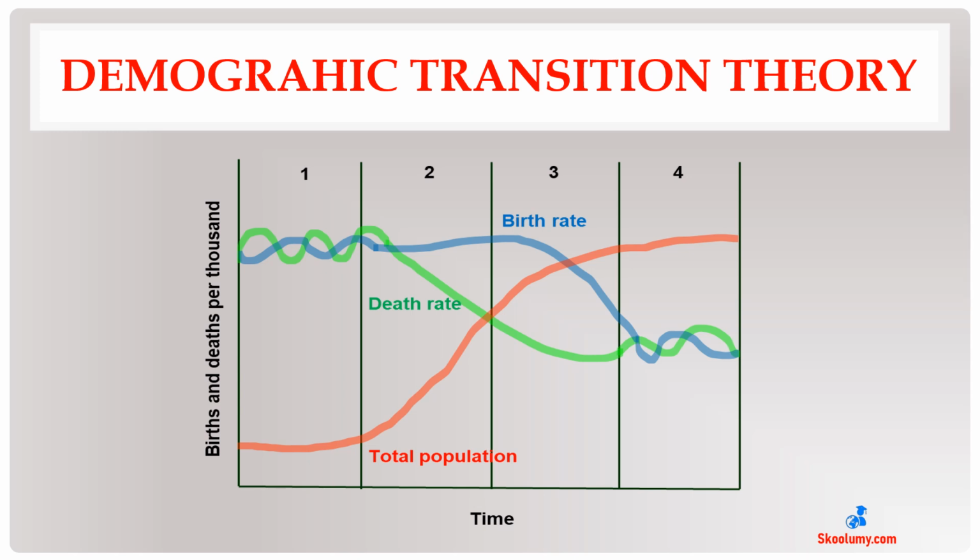Stage 3. Birth rate starts to decrease. The rate of population growth declines. Stage 4. This is the post-transition stage where countries are characterized by low birth and low death rates. Population growth is negligible, the population may be in decline. This can be observed in Europe.